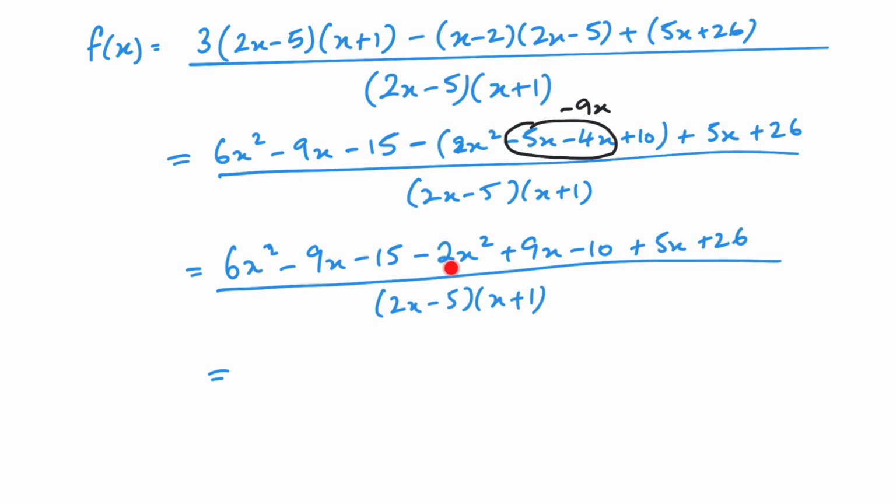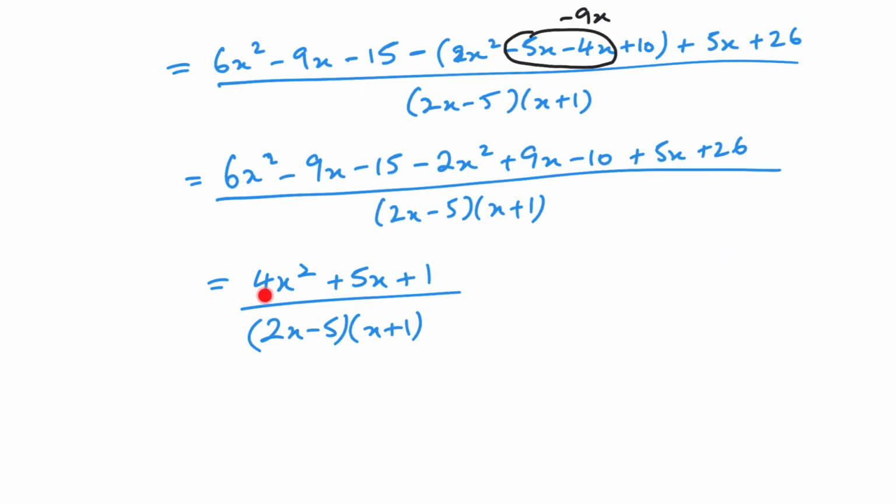Now we've got 6x squared minus 2x squared, 4x squared. We've got minus 9x plus 9x will cancel out, leaving me with just that plus 5x. And then we've got minus 15 and minus 10 is minus 25, plus 26, so that's going to be plus 1. And this is over (2x minus 5)(x plus 1).